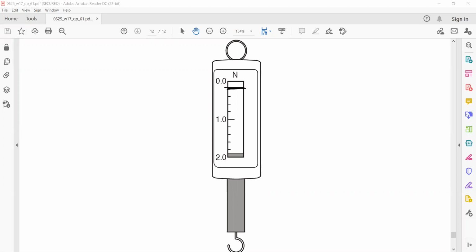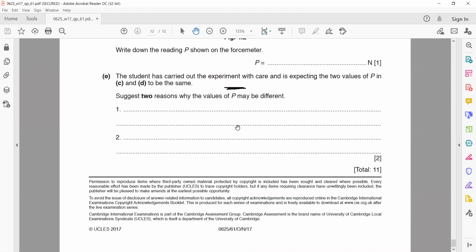Then for the force meter, the spring in the force meter may deform, or there's a zero error in the force meter. Zero error in the force meter means there may be some value showing in the force meter which we did not consider when there is no load placed on it. Is it clear, the last part?